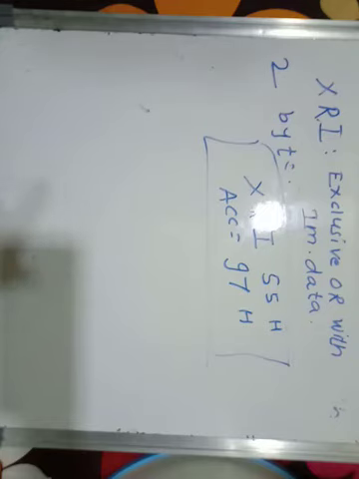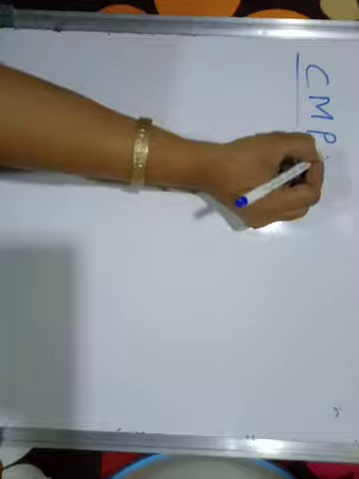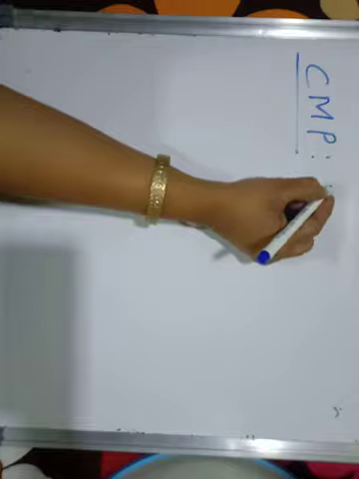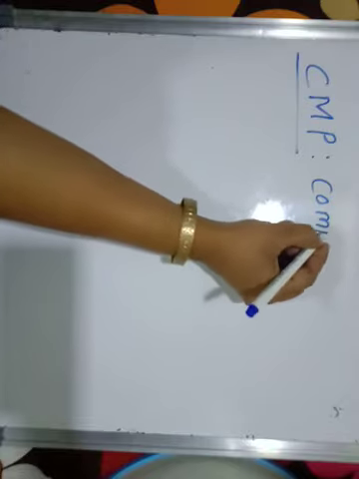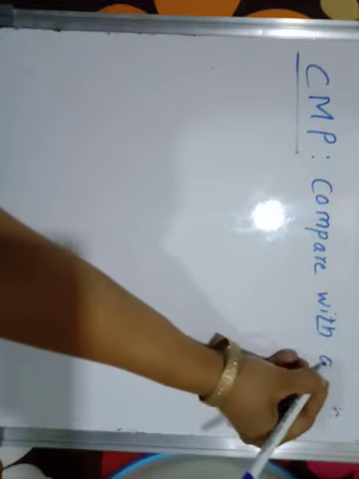contents. If we want to compare 2 numbers, for the comparison of those 2 numbers, we have instructions in the microprocessor. Now we are going to see the instructions for comparison. So compare is nothing but the CMP. CMP stands for compare with accumulator. What is the use of this instruction? Compare with accumulator.